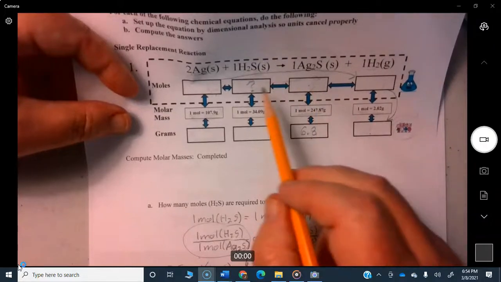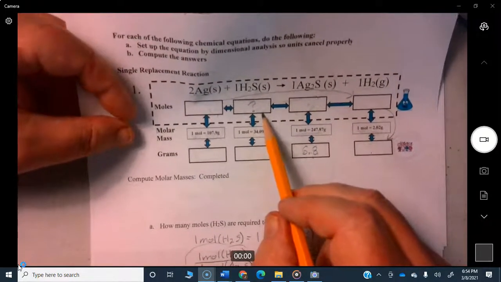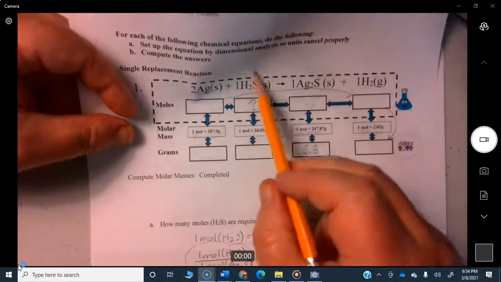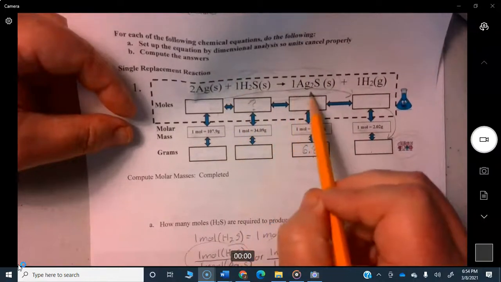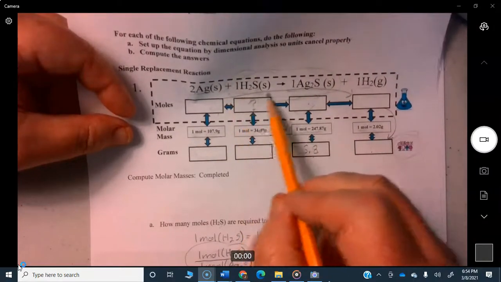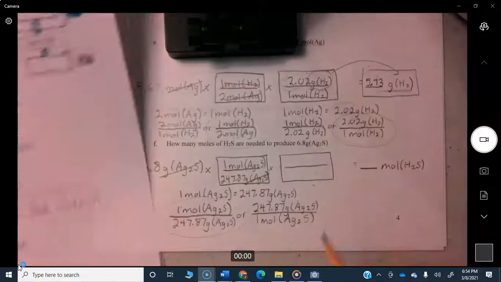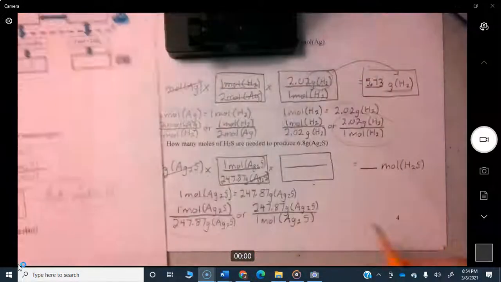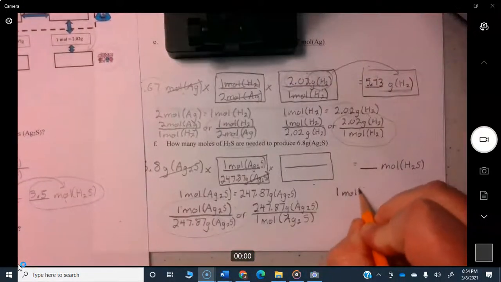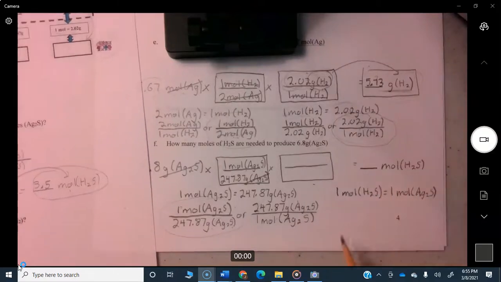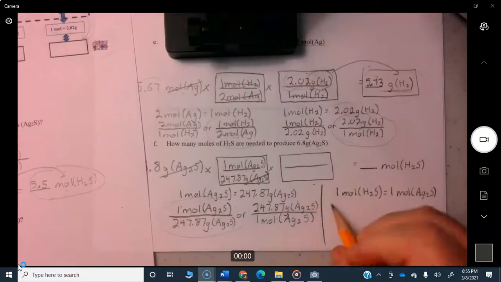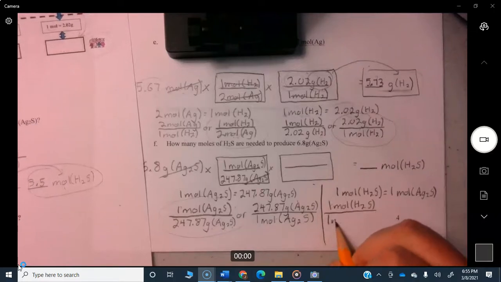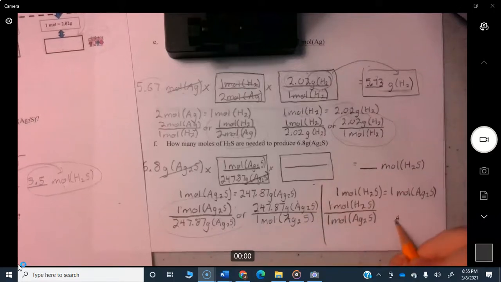Now we need to move from here to here, and what's our conversion going to be? It's going to be this one, again. The relationship between moles of Ag2S and moles of H2S. And we see that it's 1 and 1, so we're going to go over here and write this. And we're going to write two ratios. I'm going to put a line here so we don't get these confused. So that's a true statement. I'm going to scratch this out.